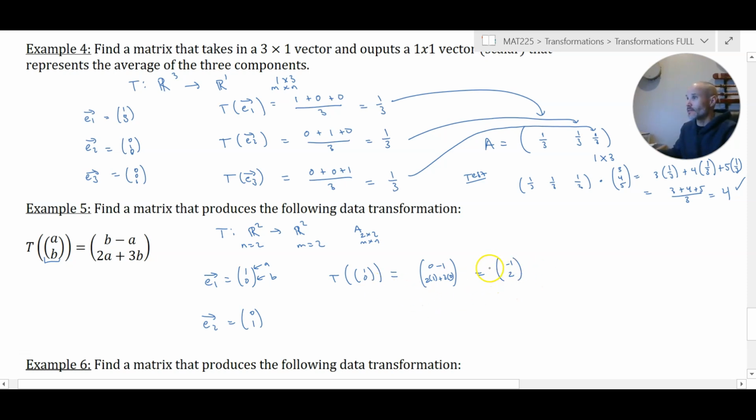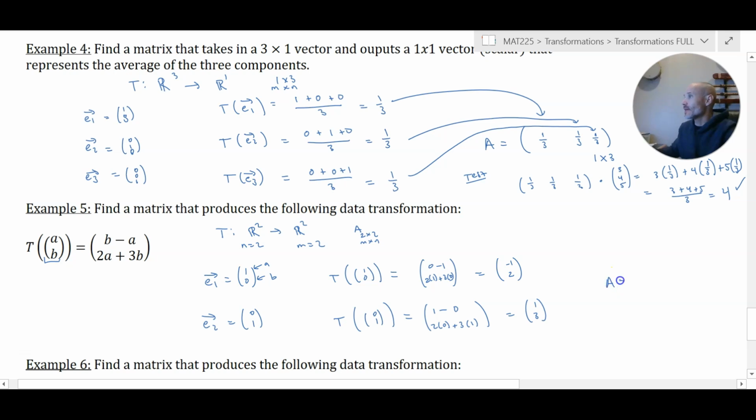So this transformation, all it does is it takes the input vector, takes the bottom component minus the top component, and puts it in the top component. It takes twice the top component plus 3 times the bottom component and drops it in the bottom. Now for the final one, 0, 1, this is going to take, again, B minus A, so 1 minus 0, and 2 times A plus 3 times B will give us 1, 3.